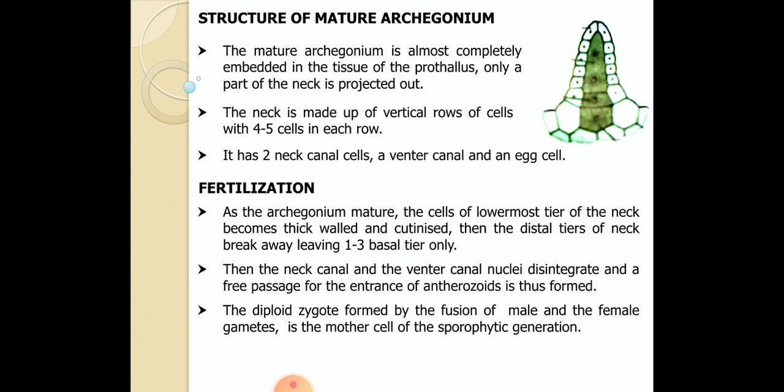fertilization. In mature archegonia, the lowermost tier of the neck cells becomes thick-walled and cutinized, then the distal tiers of the neck break out, leaving 1 to 3 basal tiers only. Then the nuclei of the neck cells and the ventral canal cells will disintegrate, and the antherozoids come in contact with the egg cell and the diploid zygote will be formed.